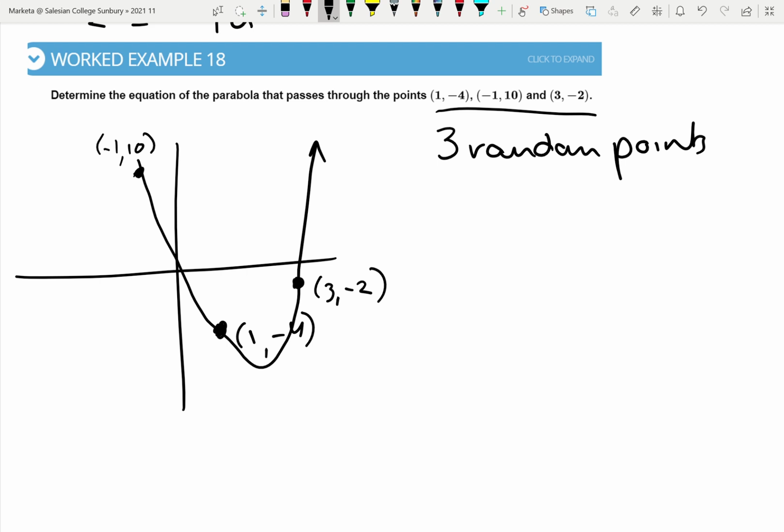We can't use the x-intercept form because we haven't got x-intercepts. We can't use the turning point form because we haven't got a turning point. So I guess you could call the third one the 3 random point form. So choosing the form, it would be the 3 random point form. So what we need to do is we say y equals ax squared plus bx plus c.